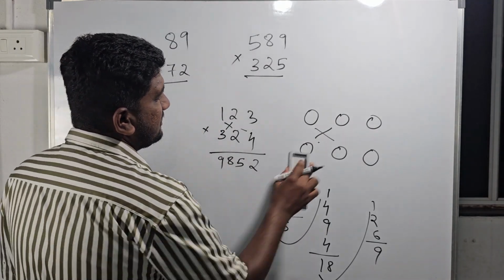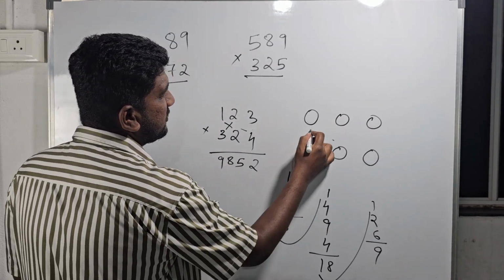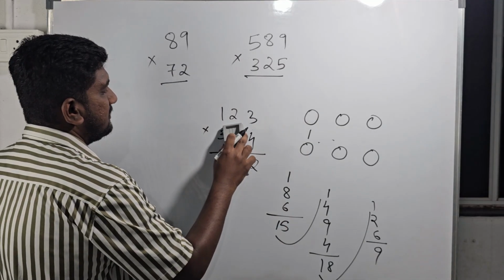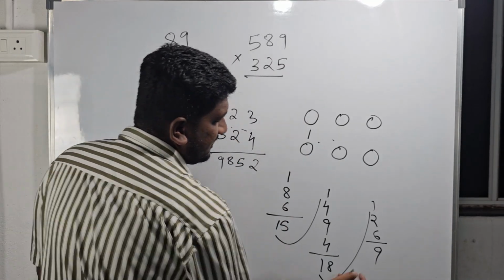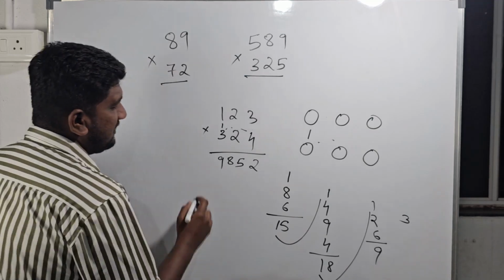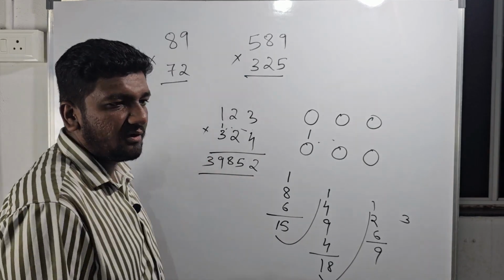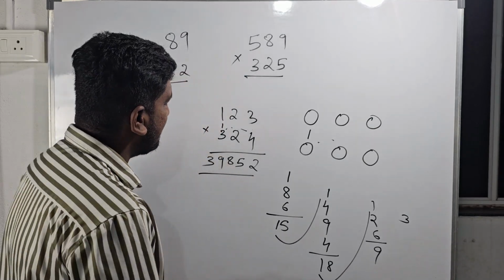Now the last step is we have to multiply the last two numbers. So 1 times 3 is 3. So 3 I will write here. So by following only 5 steps we will get the answer.